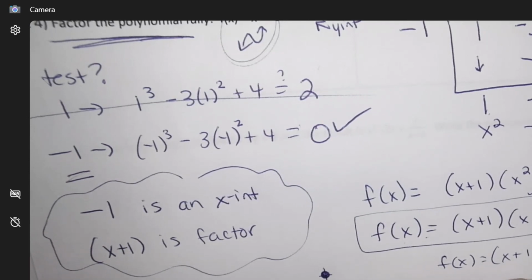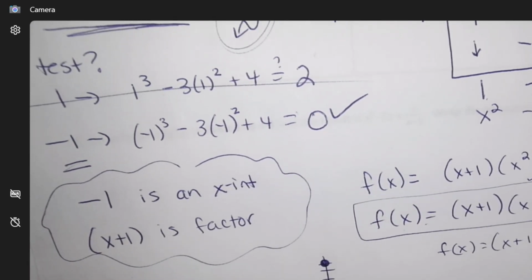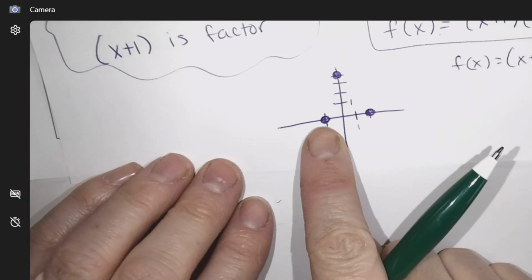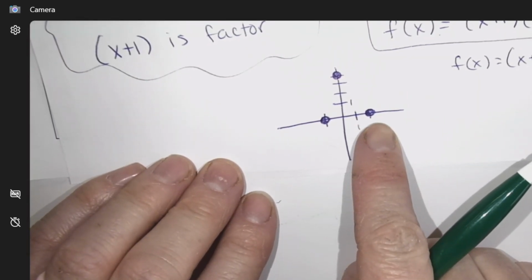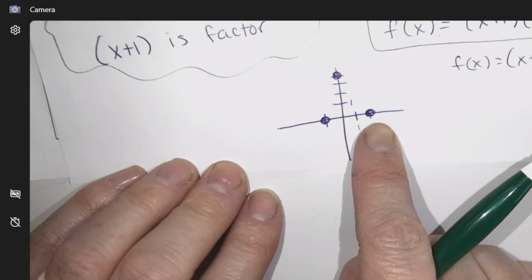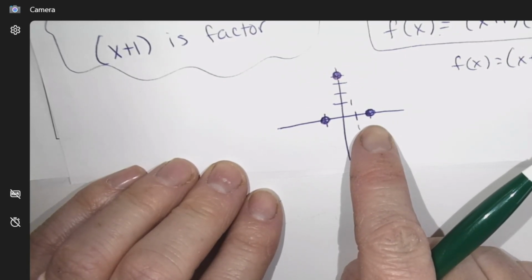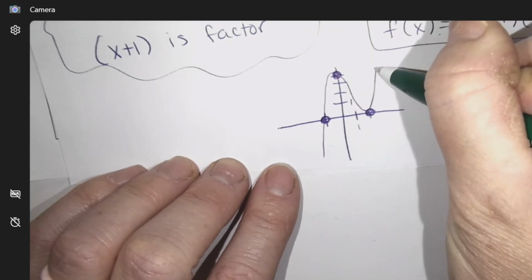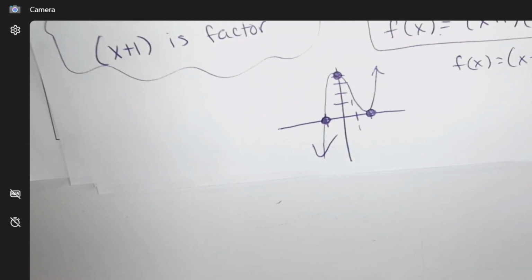Okay, so what are we doing here? We're going to go x-intercept at -1. We're going to do an x-intercept of 2, and we're going to bounce off of that one, right? So we need to make an n with a bounce.